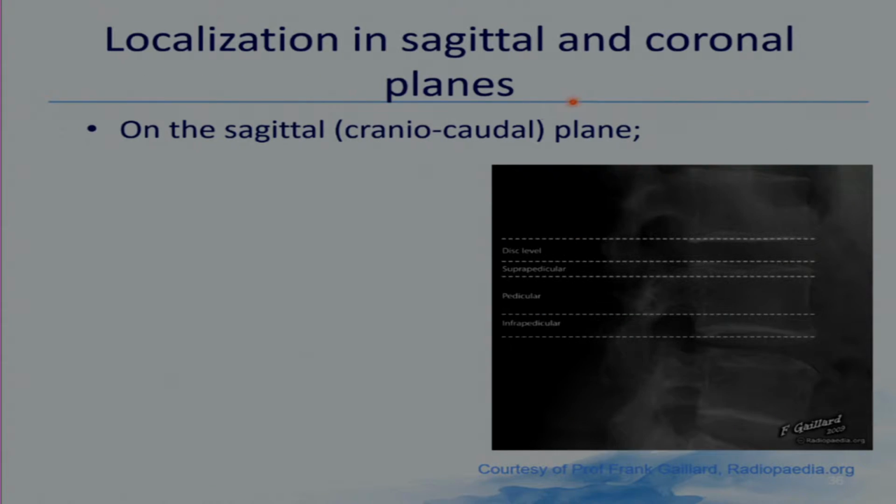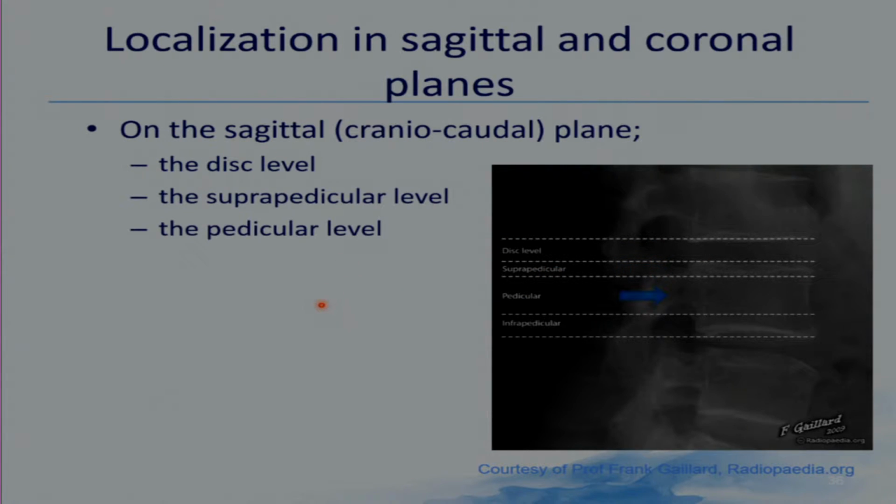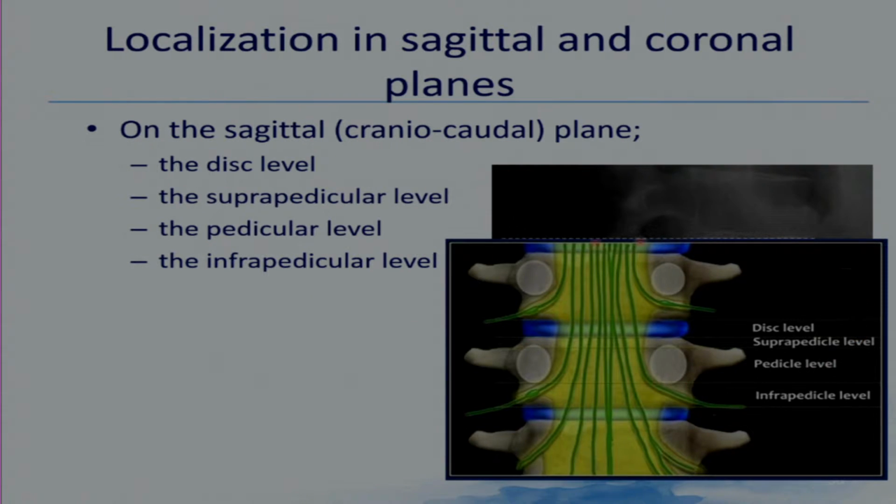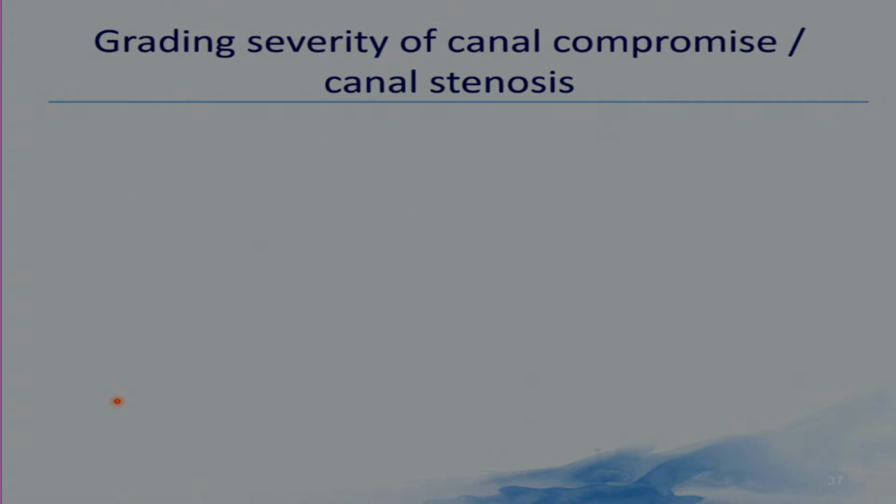The localization in sagittal and coronal planes. For example, a sequestrated disc may be at the disc level, at the suprapedicular level, a pedicular level, or in the infrapedicular level. This is the same thing in a coronal plane.